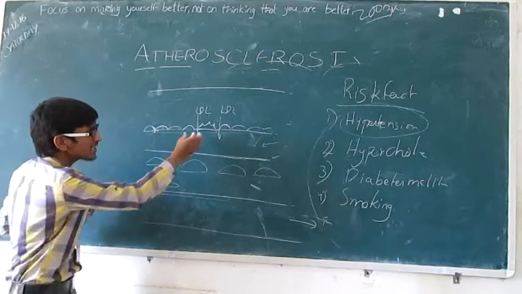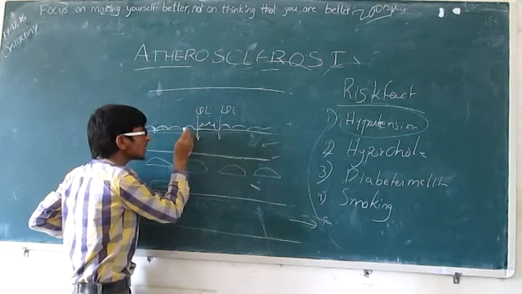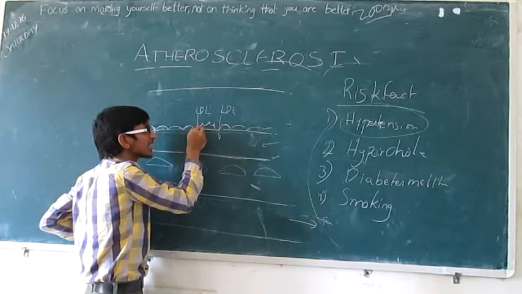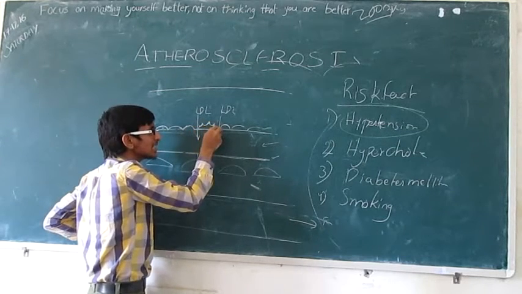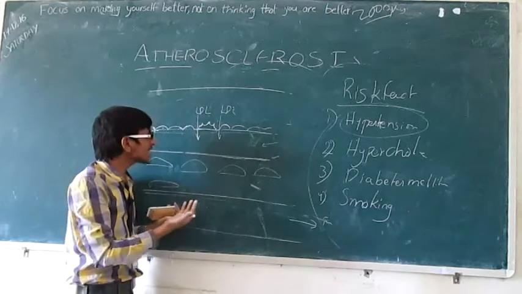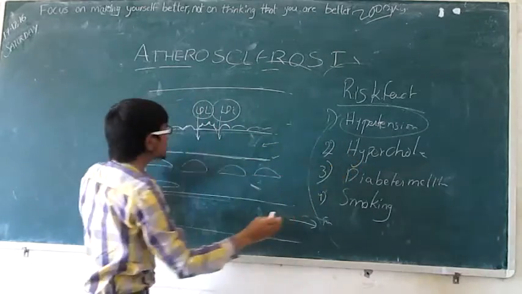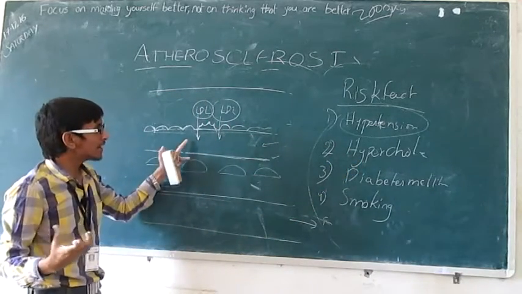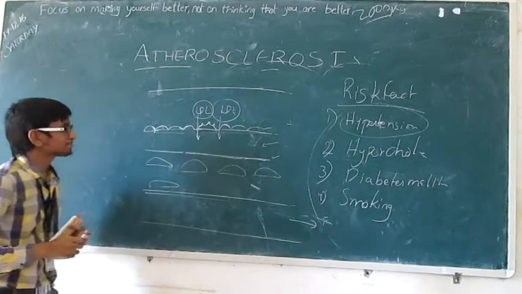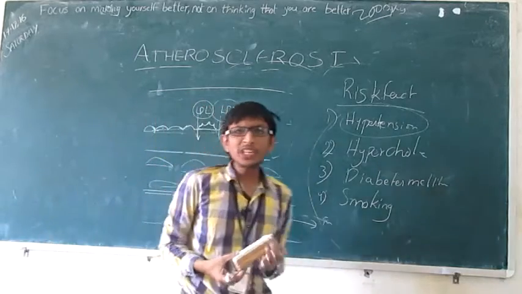What makes these endothelial cells allow low density lipoproteins? Usually we have tight junctions, but now, due to these dysfunctional endothelial cells, these tight junctions are lost. Whenever these tight junctions are lost, this LDL which is elevated in your blood now tries to escape into your subendothelial space. Friends, do you think LDL is dangerous?